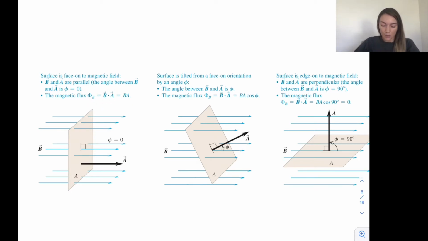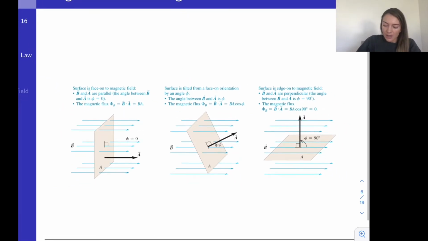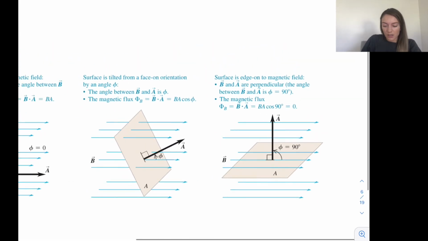All right, and then if we have it at an angle, remember, you'll take the cosine of the angle between your two vectors. So this case will just be BA cosine phi. And if the area and the magnetic field are perpendicular, so here there's no magnetic field going through this surface because the angle between the area vector and the magnetic field is 90, and the cosine of 90 is 0. So there's no magnetic flux lines going through this surface area.